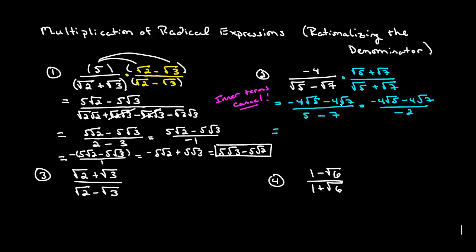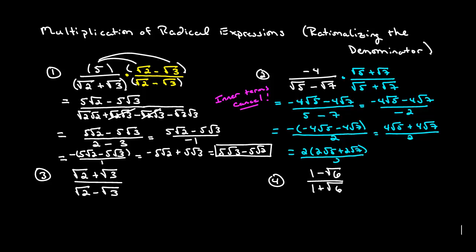We'll bring that negative up to the top. So we've got negative 4 square roots of 5 minus 4 square roots of 7 over positive 2, because we brought the negative up. Distribute the negative in, we get 4 square roots of 5 plus 4 square roots of 7 over 2. And now we're just going to make sure that we can't simplify, which we can if I pull a 2 out: 2 times 2 square roots of 5 plus 2 square roots of 7 over 2. And now those 2's can cancel out because there's multiplication in between. So my final answer is 2 square roots of 5 plus 2 square roots of 7.